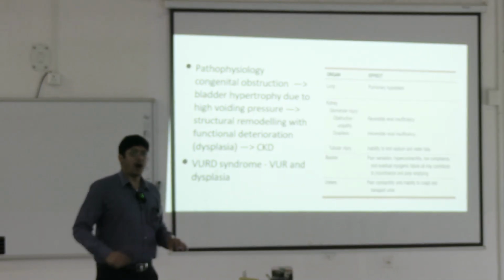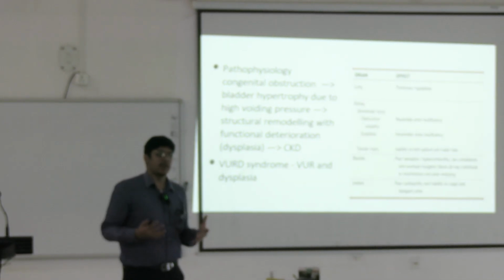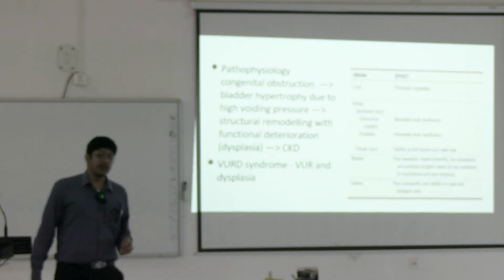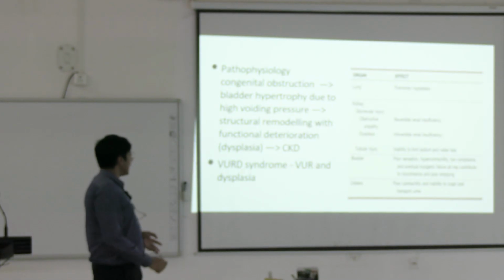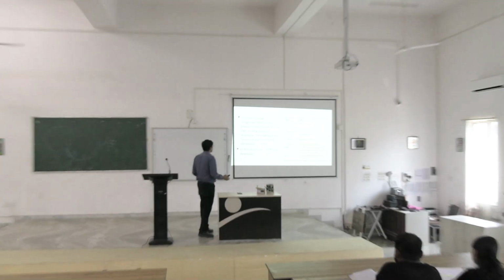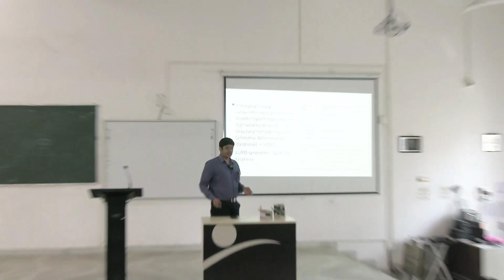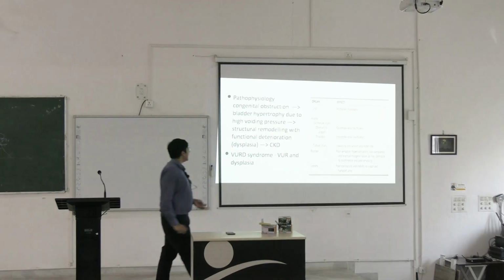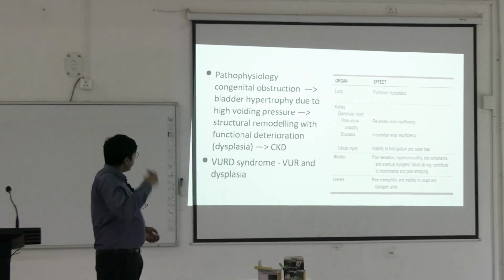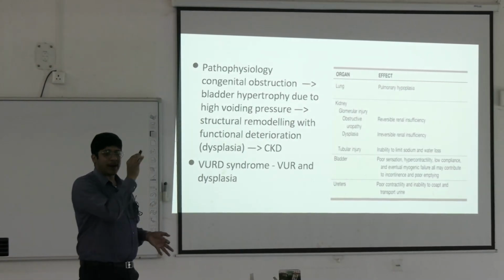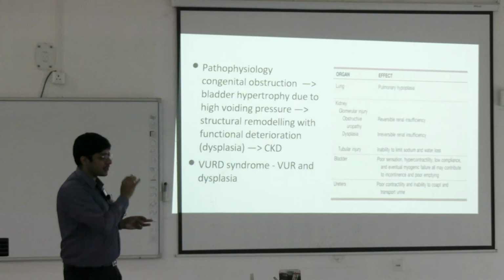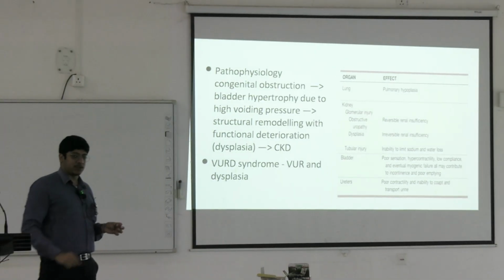What happens if there is outflow obstruction and very high voiding pressures? There is reflux. So there is bilateral reflux affecting both the kidneys. Both the kidneys are hydronephrotic. There is progressive functional loss of the kidneys, which eventually leads to chronic kidney disease. So, okay, this is the part affecting only the genitourinary system that I mentioned.